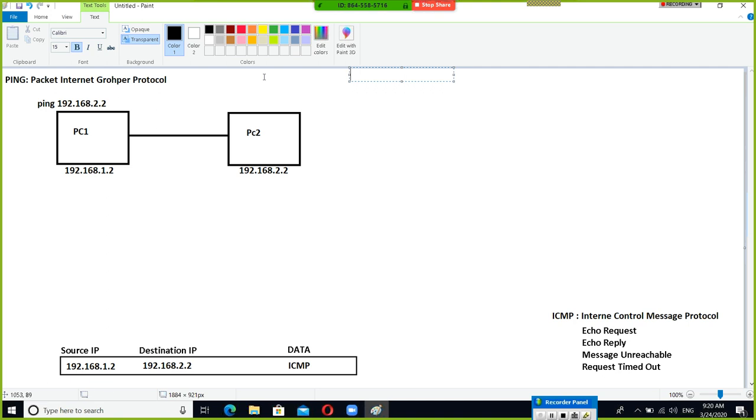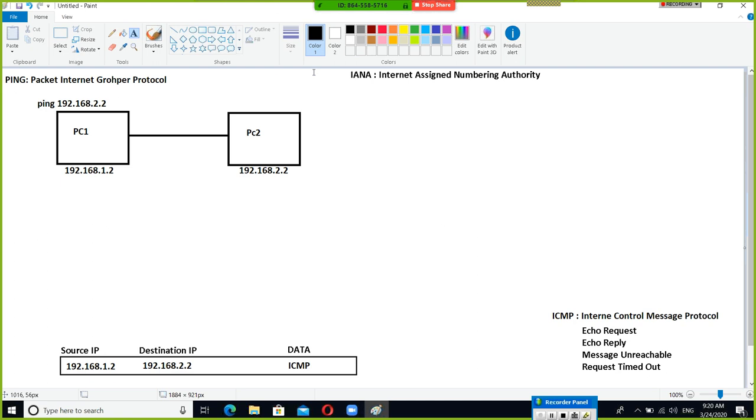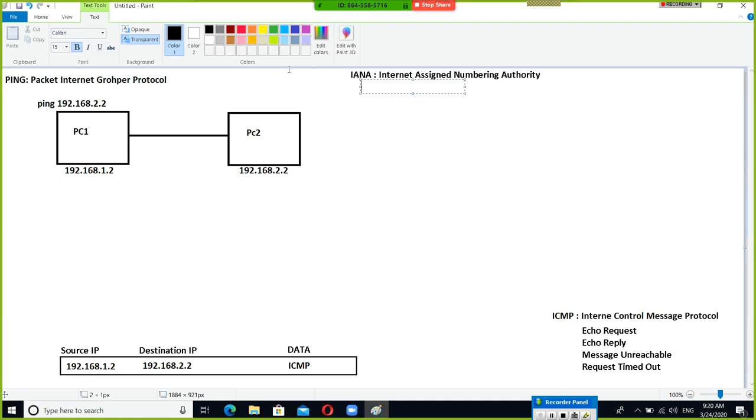We have an organization called IANA, Internet Assigned Numbers Authority. It is a body that lays down guidelines for IP addressing, domain names, and MAC addresses. We are concerned about IP addressing today.